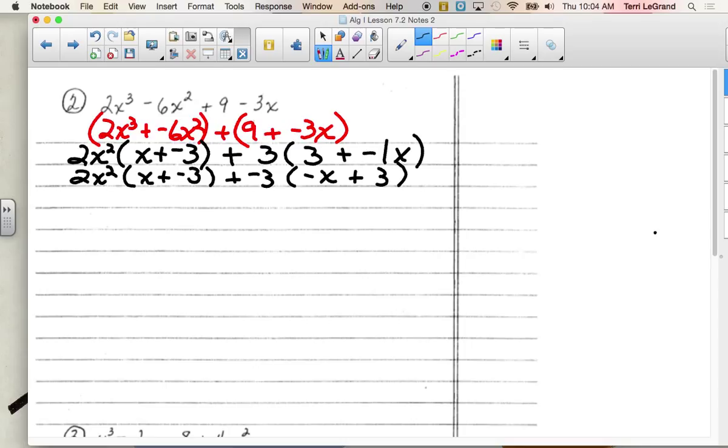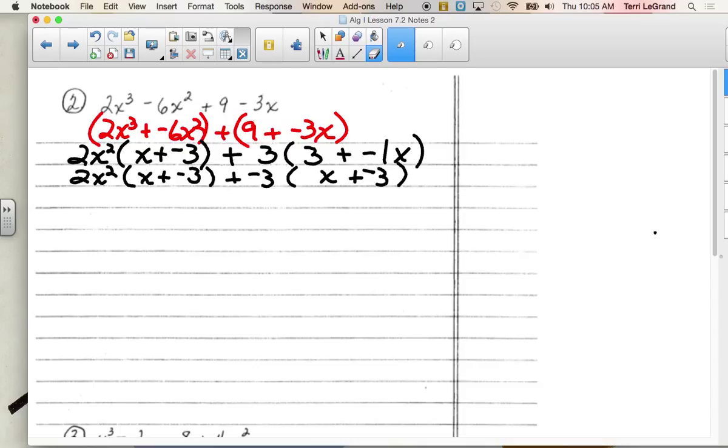Does that matter? So what's 9 divided by negative 3? Negative 3? What's negative 3x divided by negative 3? 1. So instead of dividing by a positive 3, our GCF of the second group being a positive 3, we're going to have it be a negative 3. That's okay. It doesn't have to be a positive number.